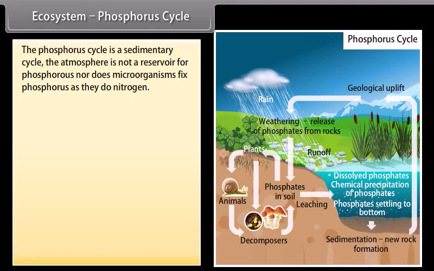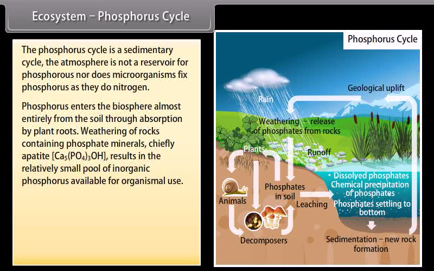Ecosystem, phosphorus cycle. The phosphorus cycle is a sedimentary cycle. The atmosphere is not a reservoir for phosphorus, nor do microorganisms fix phosphorus as they do nitrogen. Phosphorus enters the biosphere almost entirely from the soil through absorption by plant roots. Weathering of rocks containing phosphate materials, chiefly apatite, Ca5(PO4)3OH, results in the relatively small pool of inorganic phosphorus available for organismal use.